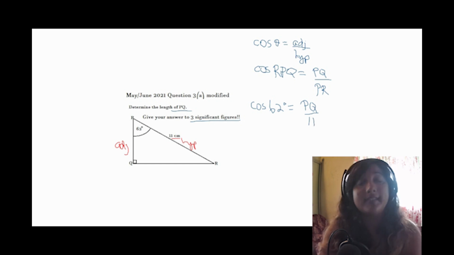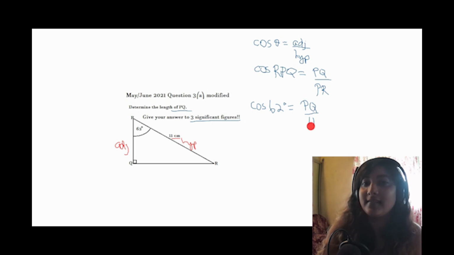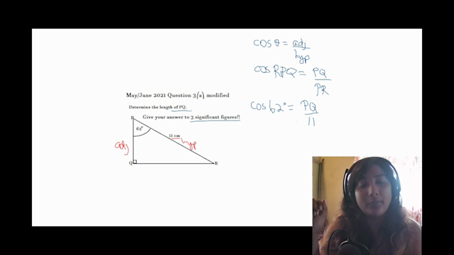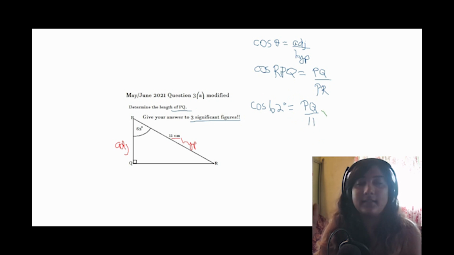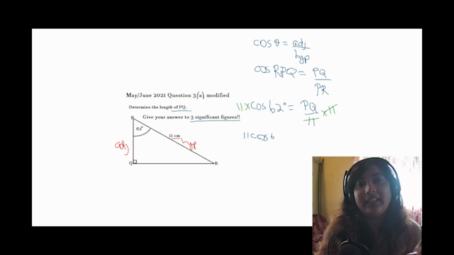Okay, we want to get the length PQ. What we need to do here is transpose. That's right. So if we have to transpose this statement, it indicates that we need to multiply both sides by 11. And what that does now is get rid of that denominator on the right hand side. Now remember, we multiply both sides of the equation. So on the left hand side, you should have 11 times cos 62 degrees, and this is equal to PQ. All we have to do is evaluate the numerical statement.